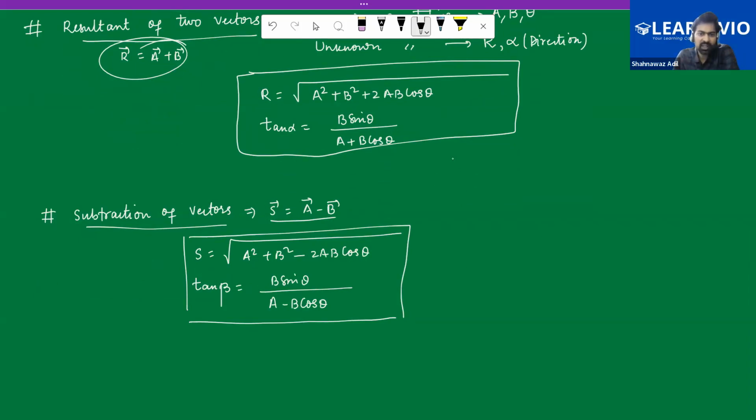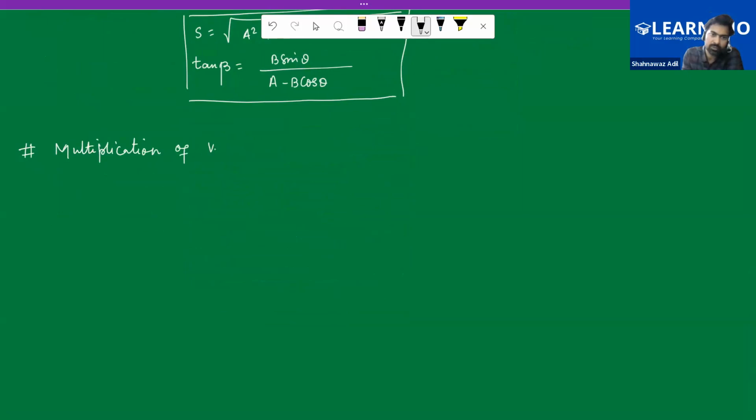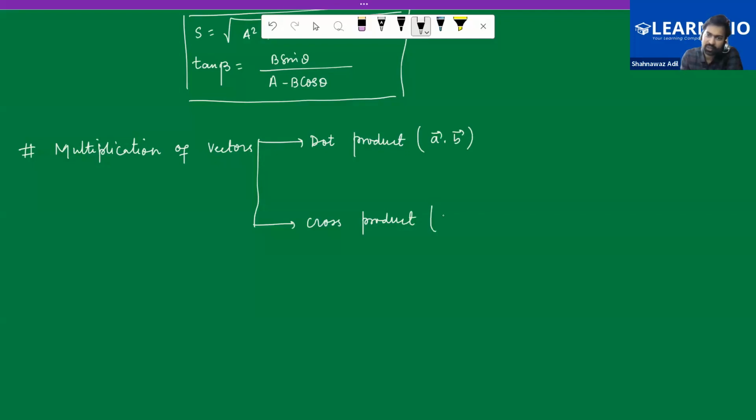And after that, we talked about the multiplication of vectors. And there were two kinds of multiplication. One was the dot product. The other one was the cross product. Right, so this is A dot B. This is A cross B.